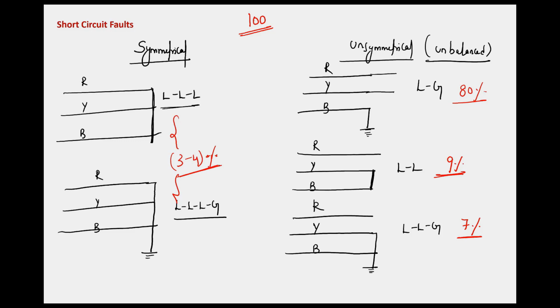Okay. So out of 100% faults, 80% are the LG faults, which mostly occur due to failure of pin type insulator. Okay, pin insulator. The most common short circuit fault is LG fault, and the most uncommon or most rare fault is triple L and triple LG fault.